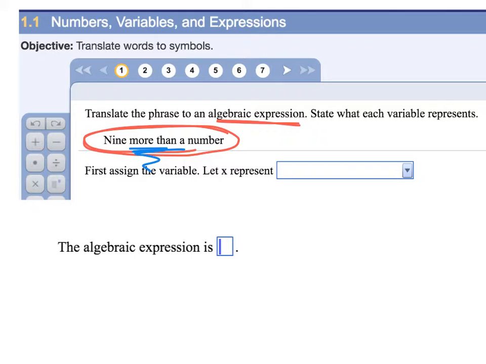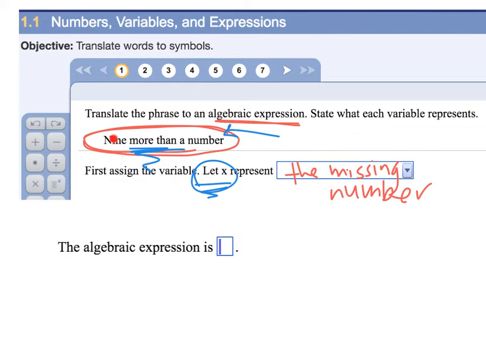We're told first to assign the variable. So what is x going to represent? X is going to represent that missing number. It might say here the missing number, or it might just say x represents a number. I don't remember. Now we're ready to write the expression down here.